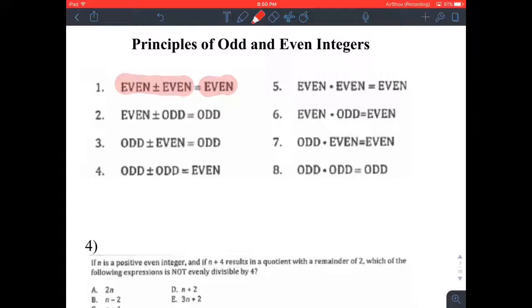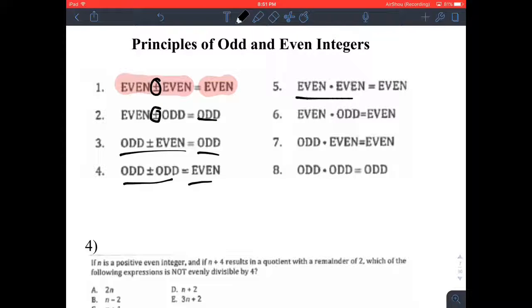If you subtract two even numbers, you get an even number. That's what the plus or minus means. You can add or subtract and you get an even answer. If you add or subtract an even and an odd, you get an odd. If you add or subtract an even and an odd, once again, in a different order, you still get an odd. If you add or subtract two odds, you get an even.